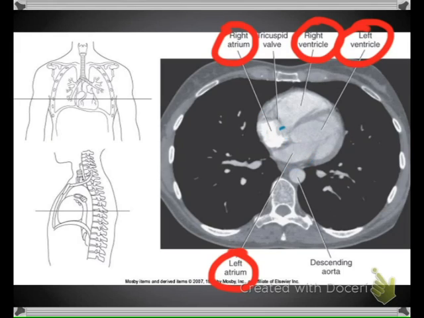And let me remove that again. And we do see that we have this line running here as well. And so that's the interatrial septum.